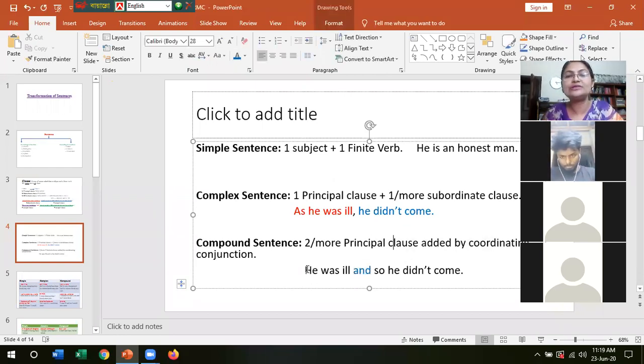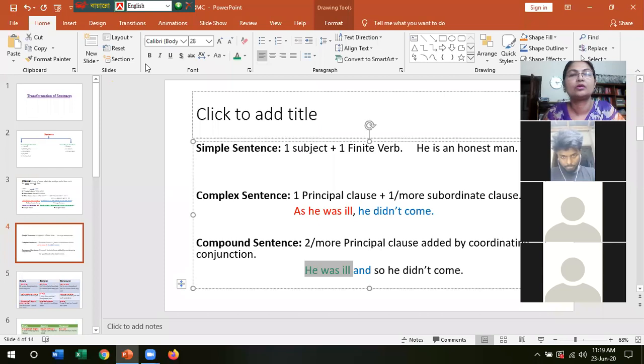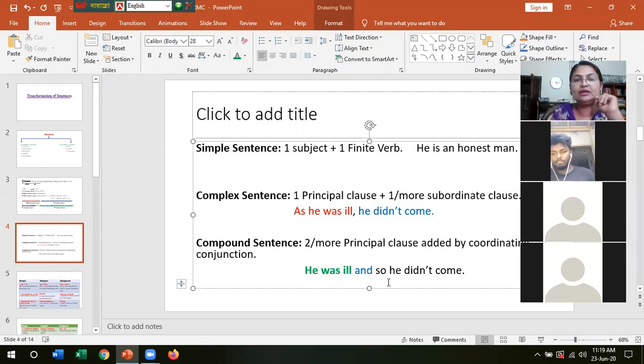And you see, "he was ill" is a principal clause. He was ill. Its meaning is complete. It can express the complete meaning. And so, I have used "and so" as the coordinating conjunction. And "he did not come" is another principal clause.